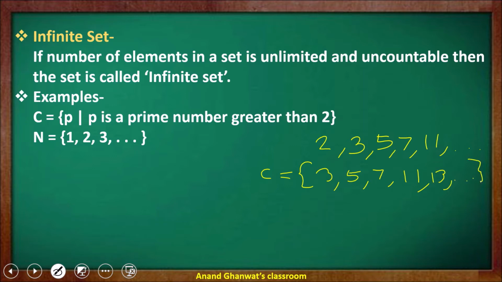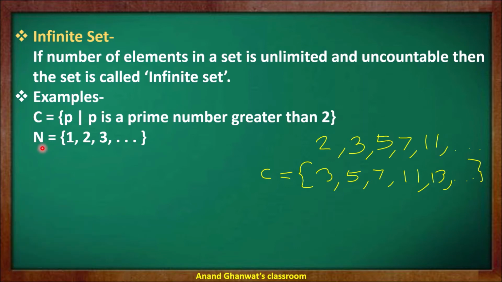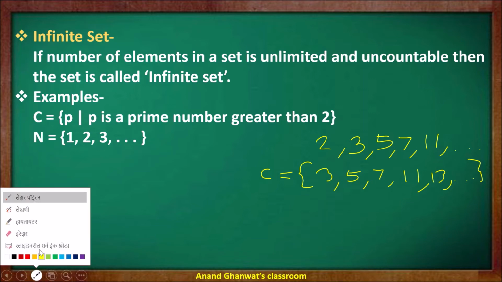So this list begins from 3, but we cannot say the last element. This means the number of elements in set C is uncountable or unlimited. Therefore set C is an infinite set. Also, here is another example: the set of natural numbers, that is 1, 2, 3, 4 and so on. This set also has an infinite number of elements, so it is also an infinite set.